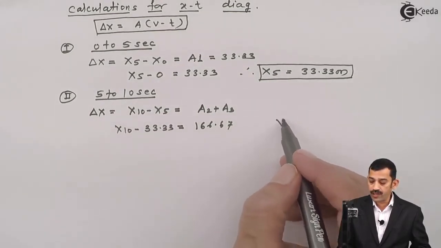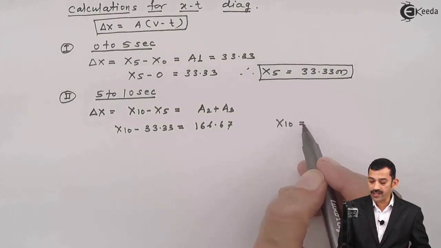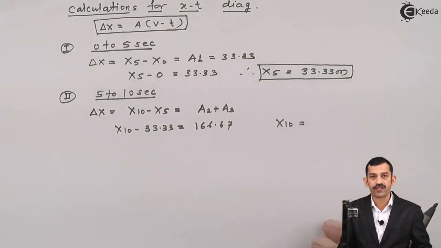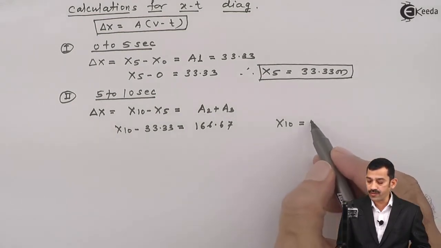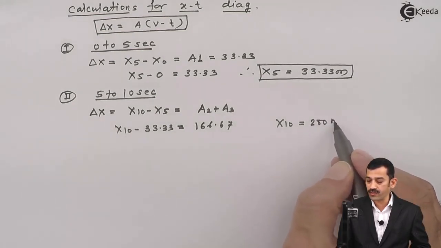Using this one, what will you get if you calculate using a calculator? x10 is 166.67 plus 33.33. That means the position at 10 seconds is 200 meters.